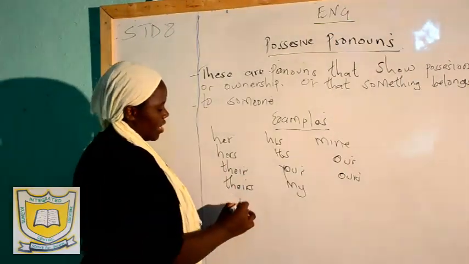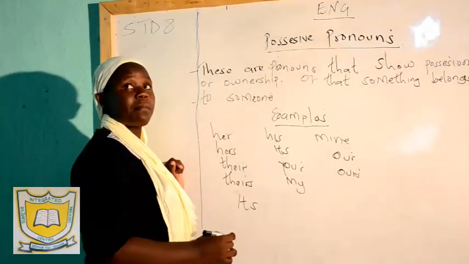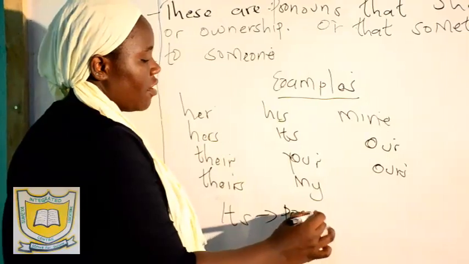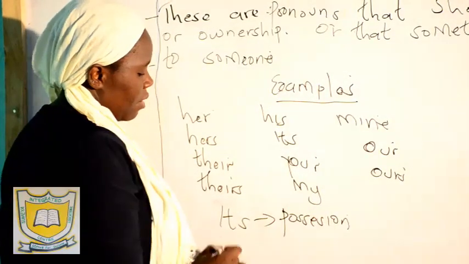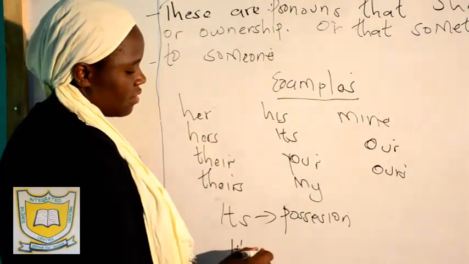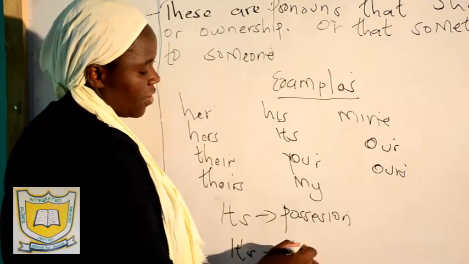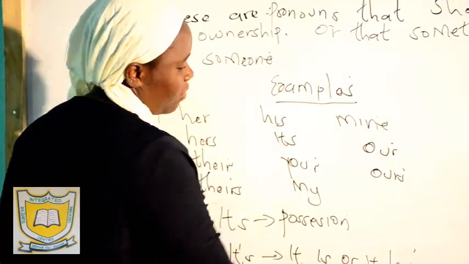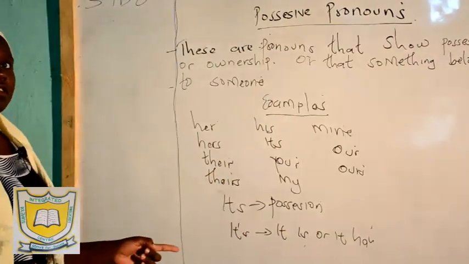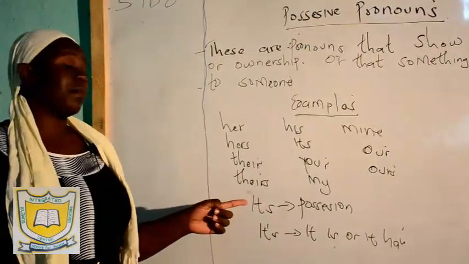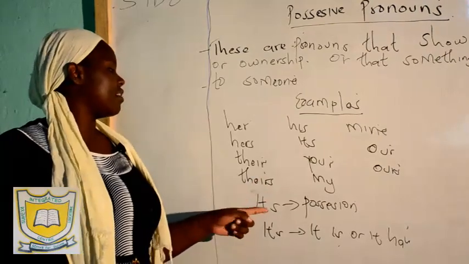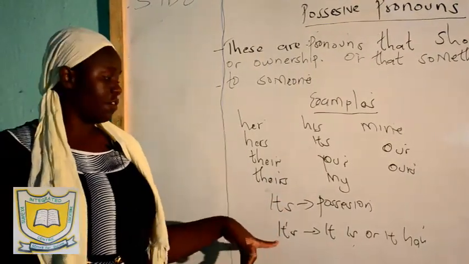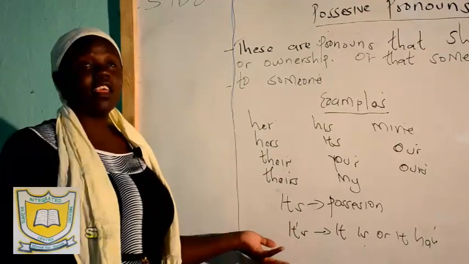I said its is with no apostrophe. Its with no apostrophe shows possession, or we can say ownership. But when we say it's, this one is the short form of it is, or it has. So if you want the possessive pronoun, it has no apostrophe. But when it has an apostrophe, it is the short form of it is.